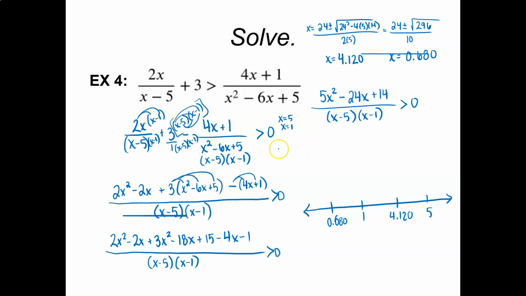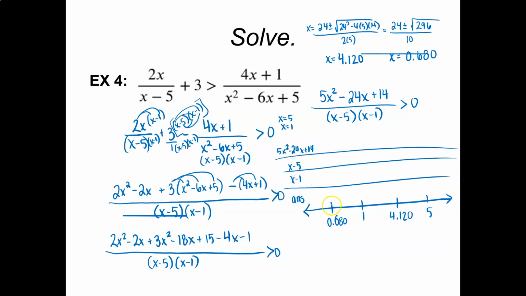Our factors are going to be 5x squared minus 24x plus 14, x minus 5, x minus 1, and then the answer. Okay, I promise I won't give this to you without a calculator. I won't give this to you as a real question anyway. But you know, I encourage you guys to go above and beyond.